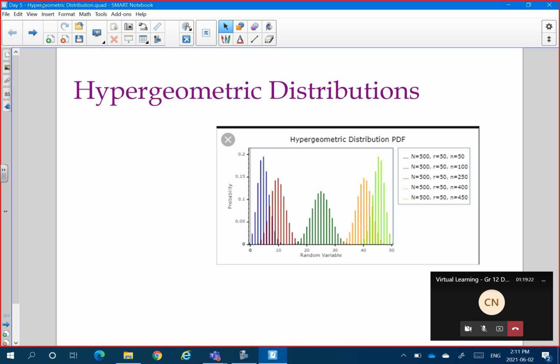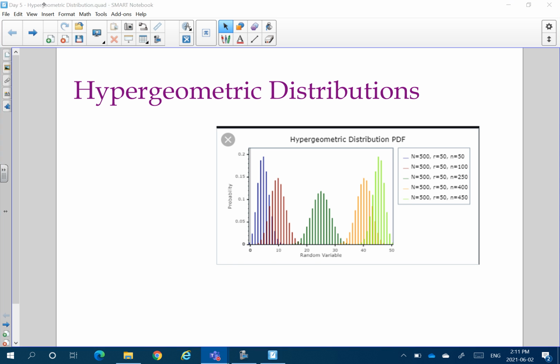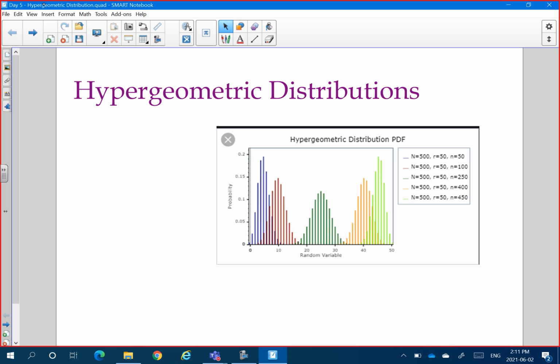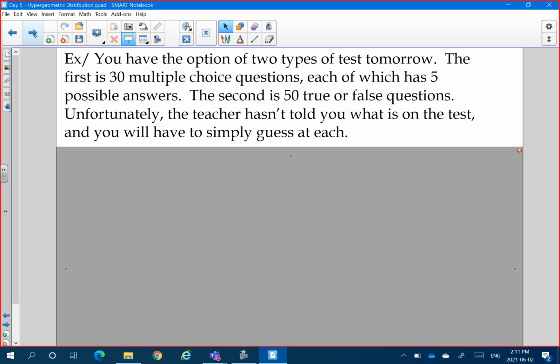So, hypergeometric distributions. This is just a screenshot. It's not really going to help us a lot. I just thought it looked better than just having the words up there, to be honest with you.